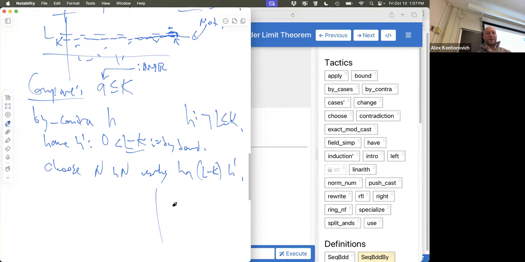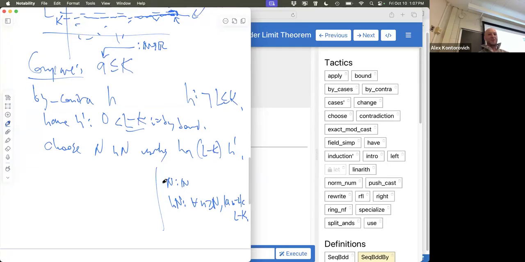So now, what's our goal state? We have natural number n. We have the hypothesis HN that for all n greater than capital N, the absolute value of a n minus L is less than epsilon. Epsilon is L minus K. That's what we just added to the goal state. Does that make sense? And what value of n should we specialize HN to? How about capital N itself? And then why is n greater than or equal to n? Bound will do that. So we can jump straight to by bound.